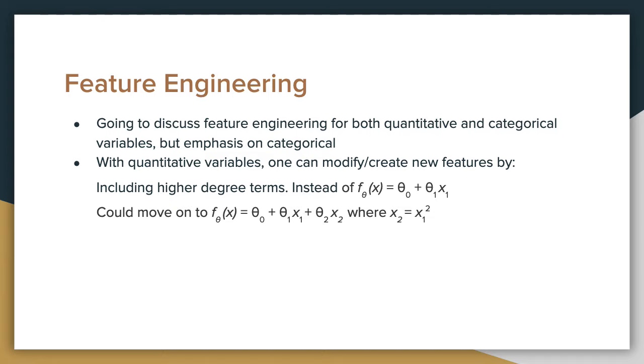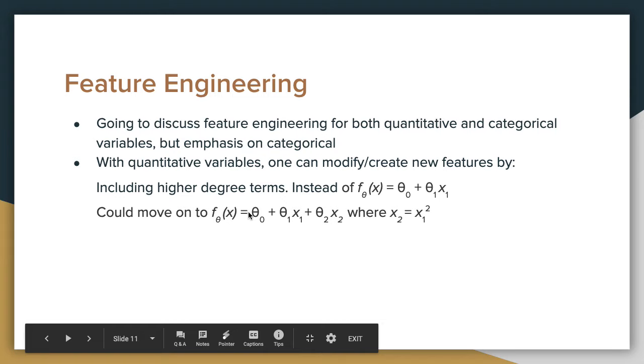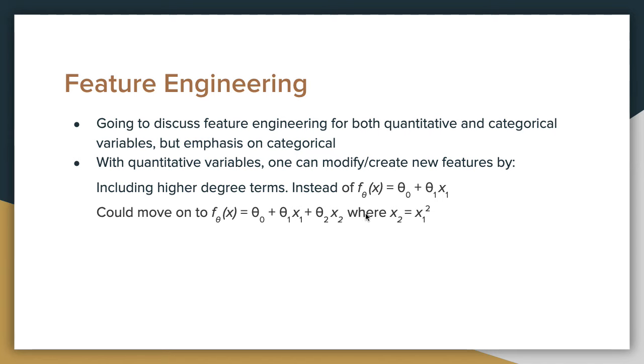With quantitative variables, it's a lot easier because over here, we're just defining a new variable x2, where x2 is equal to x1 squared. And then this is just our simple linear model that we generalized to multiple covariates. We just need to now include a theta 2 with our x2.